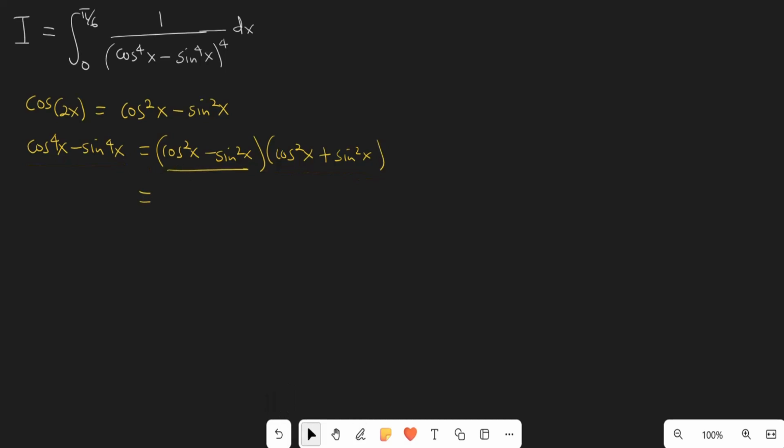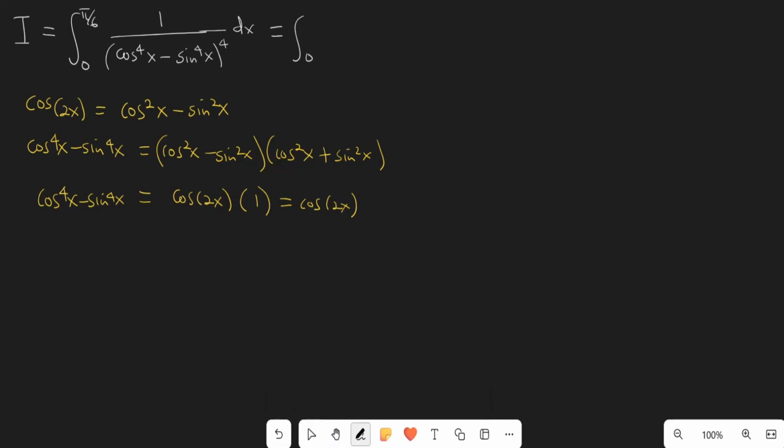But what is this? This is cosine of 2x from the double angle identity. And what is this? Cosine square of x plus sine square of x, from the Pythagorean theorem. This just sums to 1. And this one is equal to the cosine to the 4th power of x minus sine to the 4th power of x. So this one reduces to just cosine of 2x, right? So I'm just going to replace that with cosine of 2x.